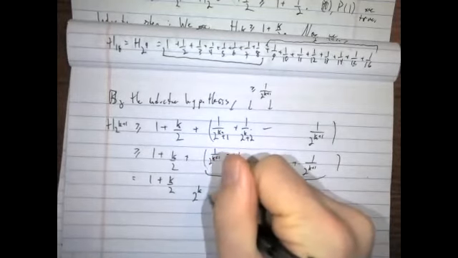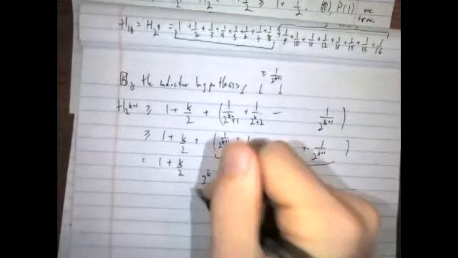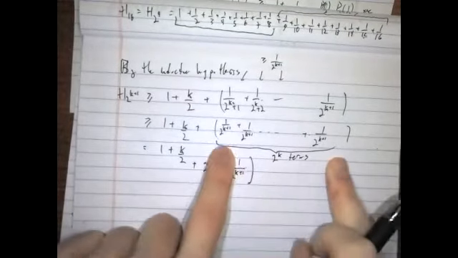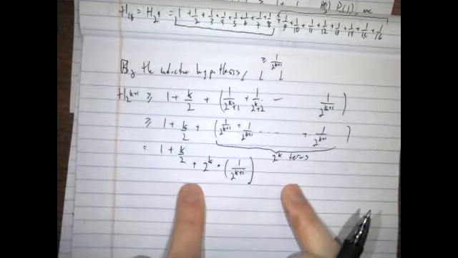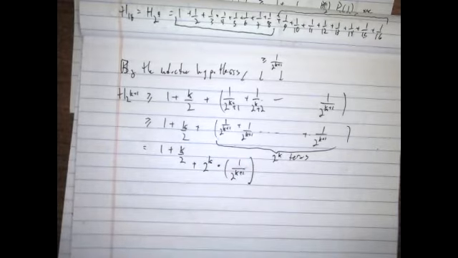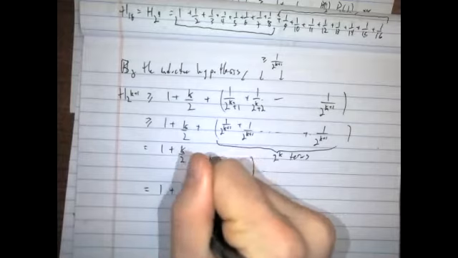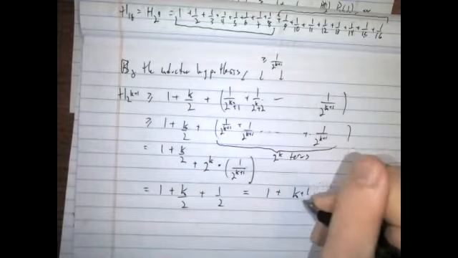So this whole thing is equal to 2 to the k times 1 over 2 to the k plus 1, right? That's what it means if I have 2 to the k terms and each of them is 1 over 2 to the k plus 1. What is 2 to the k times 1 over 2 to the k plus 1? Yeah, that's 1/2. So this whole thing is equal to 1 plus k over 2 plus 1/2, which is equal to 1 plus k plus 1 over 2.